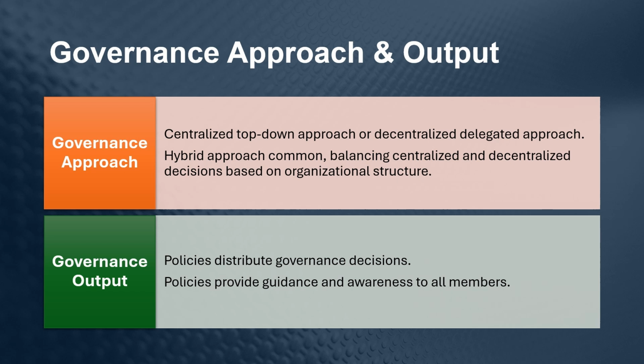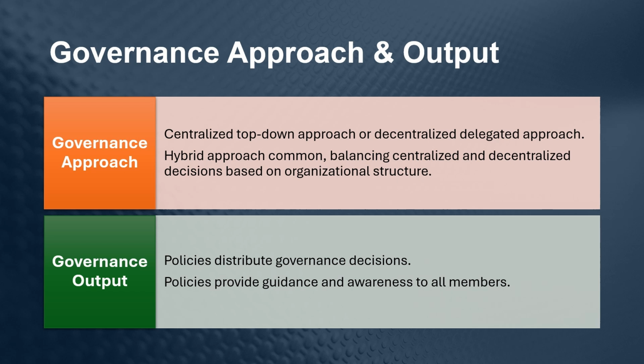Organizations can adopt a centralized top-down approach or a decentralized delegated approach to governance. A hybrid approach is common, balancing centralized and decentralized decisions based on the organizational structure and needs. The output of governance is seen in policies that distribute governance decisions and provide guidance and awareness to all members of the organization.